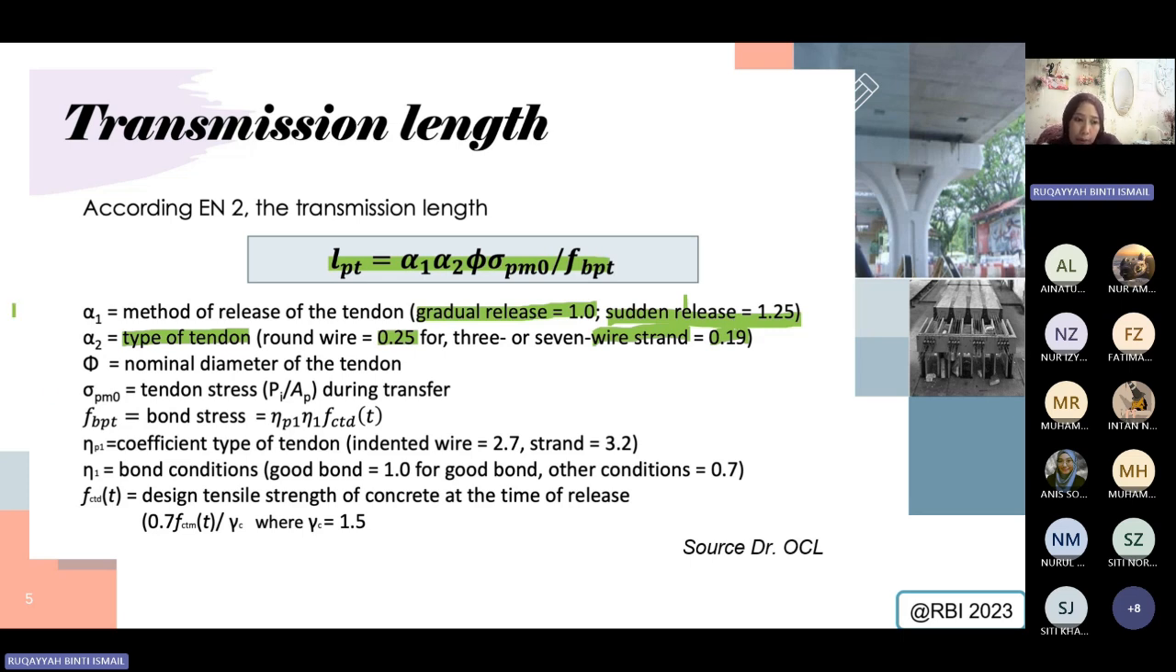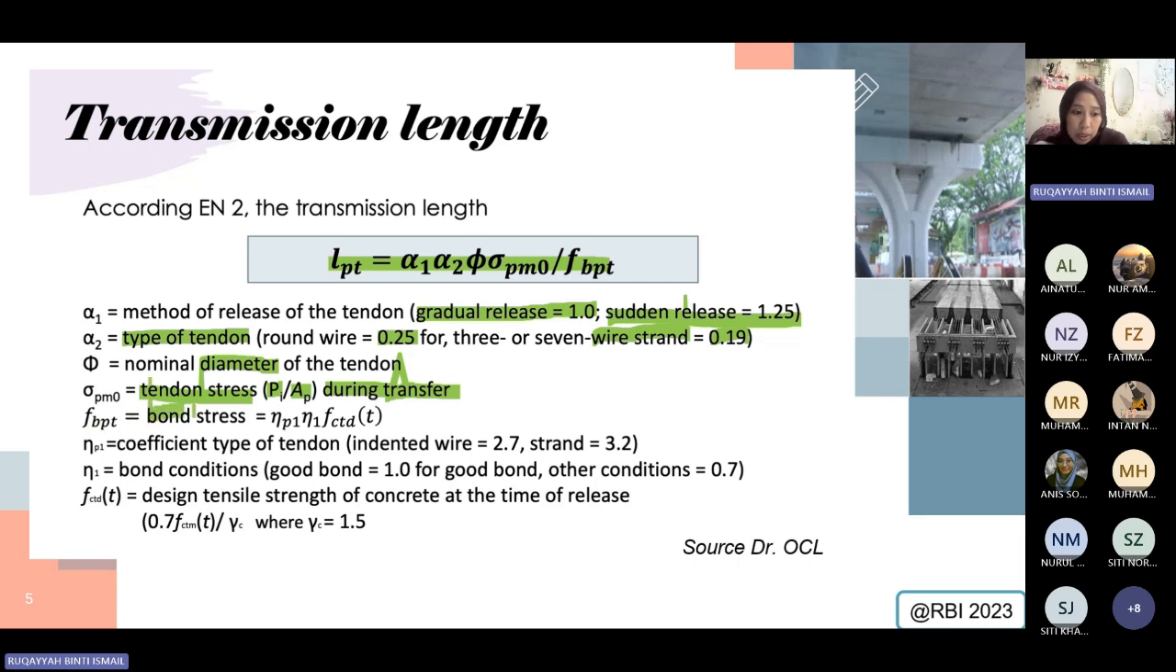Okay, so then we have another consideration, which is the nominal diameter of your tendon. And then you have your tendon stress. Tendon stress is calculated by PI, which is the initial tendon force, divided by the area of your tendon. Then you will get your tendon stress during transfer. During transfer, you have to be aware that your PI will be the initial pre-stress force. And you have the bond stress.